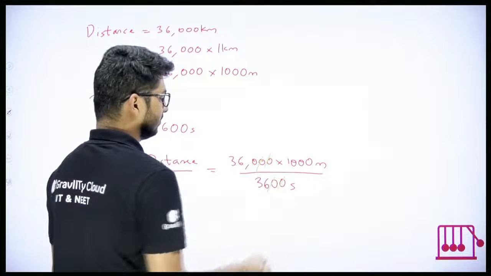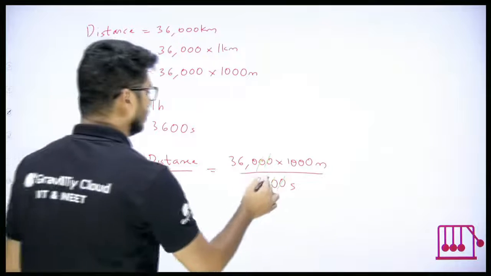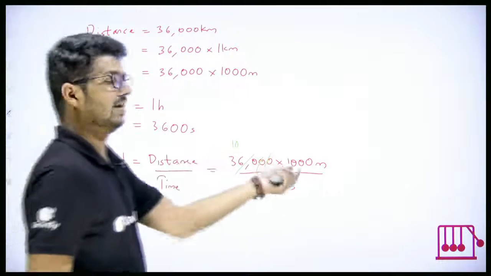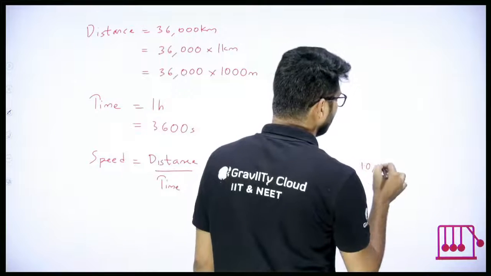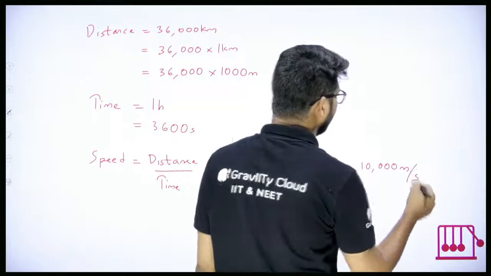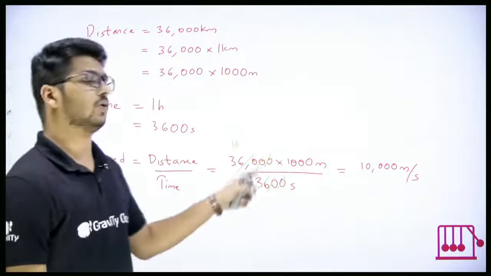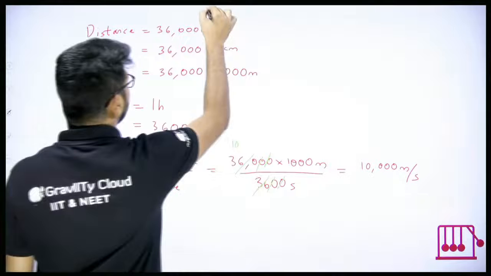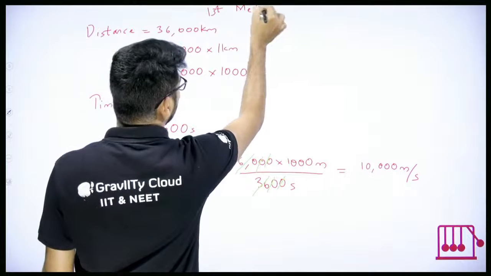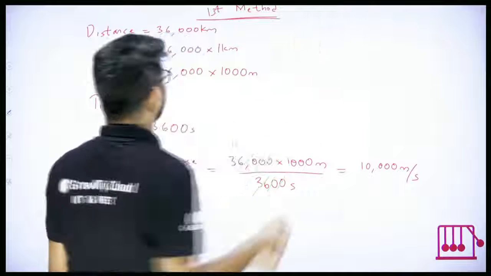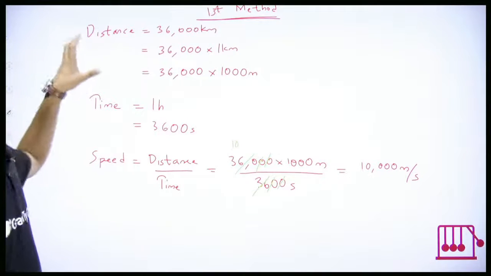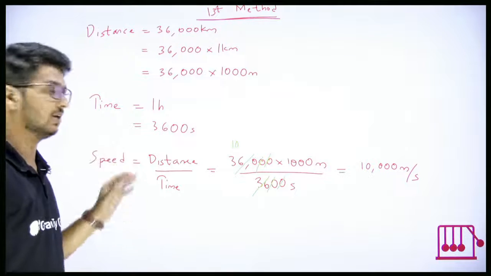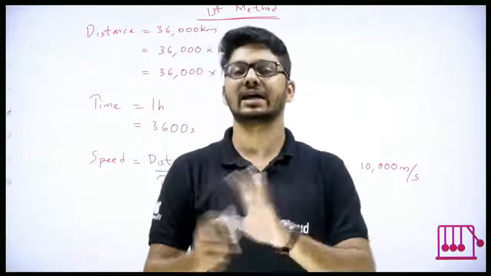Now if you look at the cancellation part, 0, 0 cancel. 360 by 36. What will remain? 10. 36 into 10 is 360. So here 10 is remaining, here 1000 is remaining, 4 zeros. So it will be 10,000 meter per second. So the answer is Option A. This is the first method. You can directly convert distance in terms of meters, time in terms of seconds, and get speed in terms of meter per second using the formula directly.